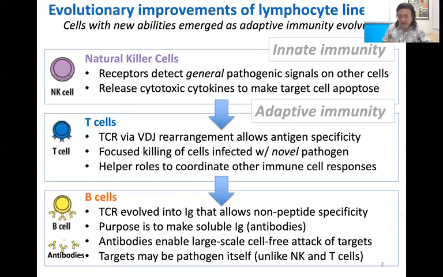So I want you to think about that, right? Because I think it's wonderful to be able to put that all in perspective. And if you understand that, then you understand the relative contributions of these different types of cells and how they're similar and how they're different.